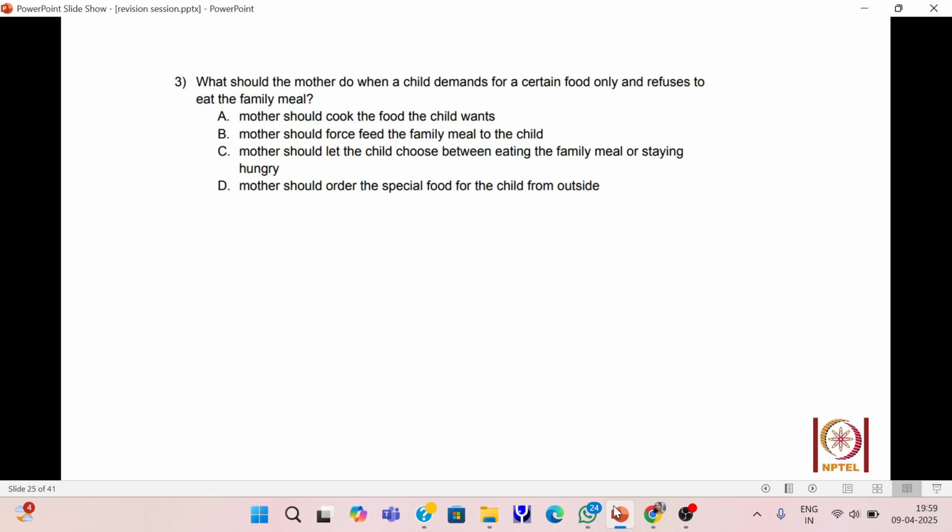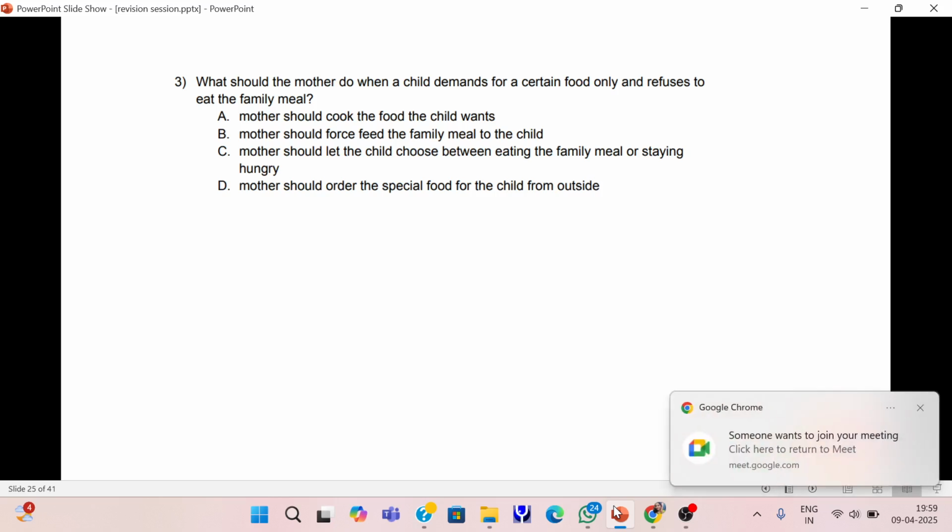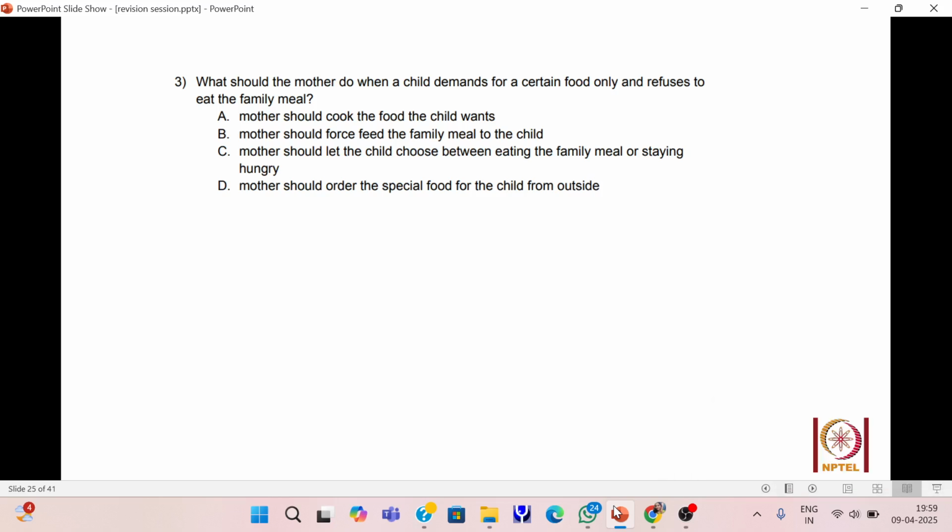Mother should cook the food the child wants. Mother should force feed the family meal to the child. Mother should let the child choose between eating with the family meal or staying hungry. Mother should order the special food for the child from outside.